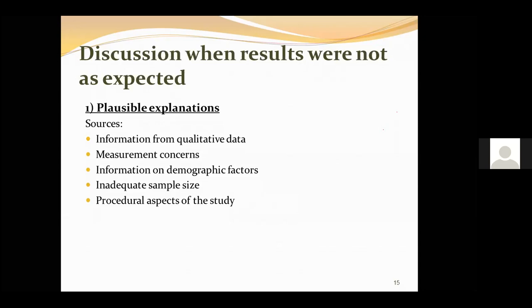So, your results turn out as not expected. How do you discuss that? Here's the approach. Number one, you could look for reasons why this may have occurred. Look for a range of plausible explanations. Or number two, you could go ahead and conduct supplemental analysis. Remember, this is a PhD. You go beyond correlation and regression.